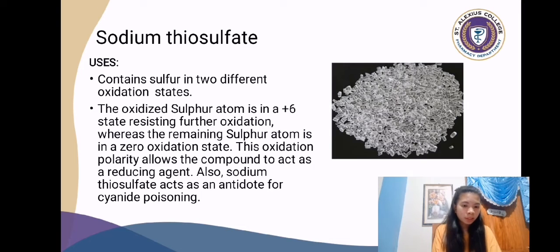For another antioxidant, we have the sodium thiosulfate. The uses of this sodium thiosulfate: it contains sulfur in two different oxidation states. The oxidized sulfur atom is in a positive 6 state, resisting further oxidation, whereas the remaining sulfur atom is in a 0 oxidation state. This oxidation polarity allows the compound to act as a reducing agent. Also, sodium thiosulfate acts as an antidote for cyanide poisoning. So, ginagamit din siya as an antidote for cyanide poisoning.